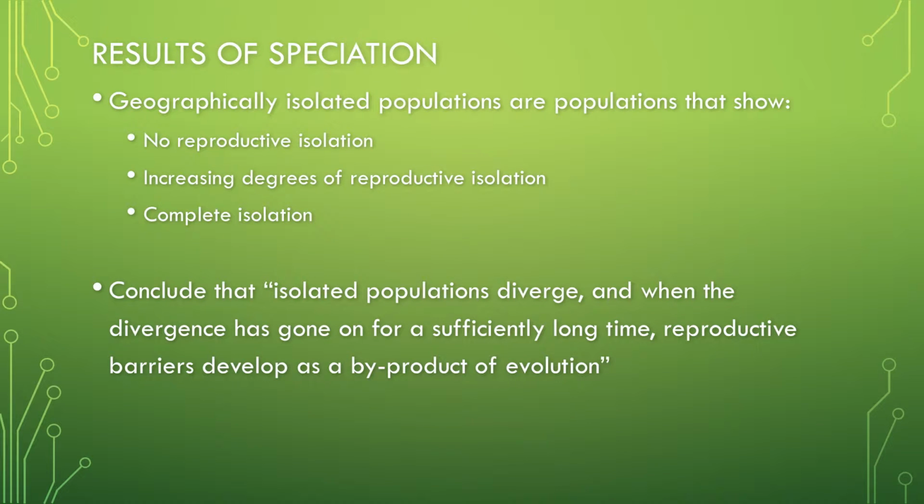Results of speciation show that isolated populations range from populations that show no reproductive isolation, to increasing degrees of reproductive isolation, to complete isolation. In conclusion, isolated populations diverge, and when the divergence has gone on for a sufficiently long time, reproductive barriers develop as a byproduct of evolution.